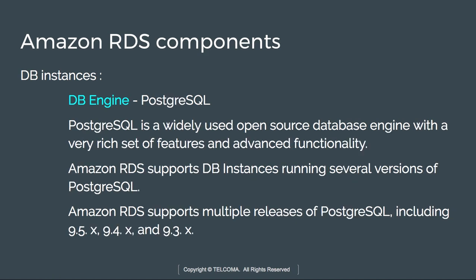Let's discuss the next engine, which is PostgreSQL. Amazon RDS PostgreSQL can be managed using standard tools like pgAdmin and supports standard JDBC and ODBC drivers. It also supports multi-availability zone deployment for high availability and read replicas. This is also a widely used open source database engine with a rich set of features and functionalities.